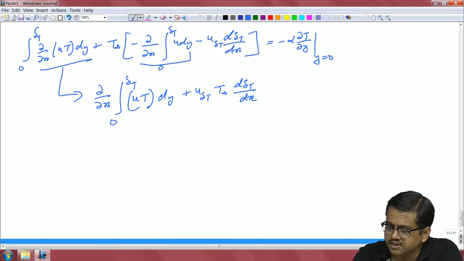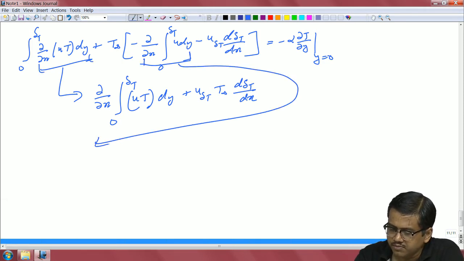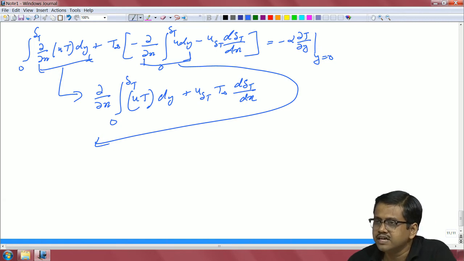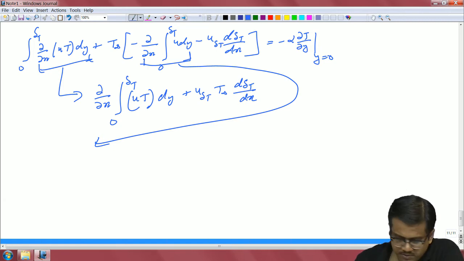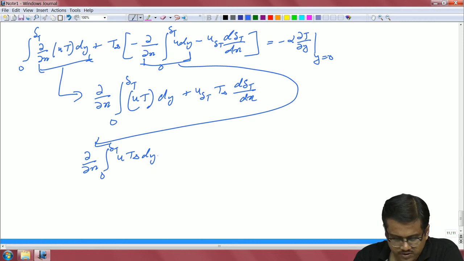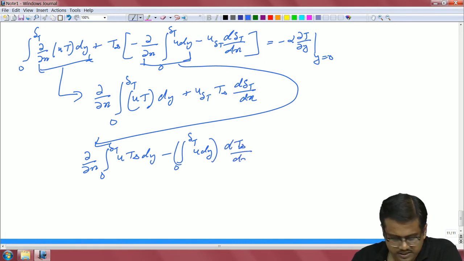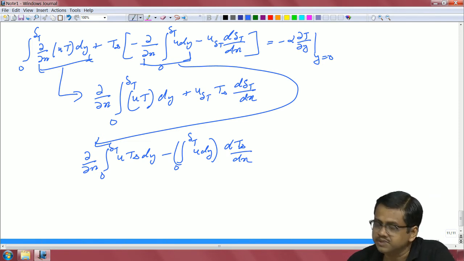This particular term, the second term of the series, can be written as d by dx of the integral from 0 to delta t of u T infinity dy, minus the integral from 0 to delta t of u dy times dT infinity by dx. That is the second term that we are writing over there.